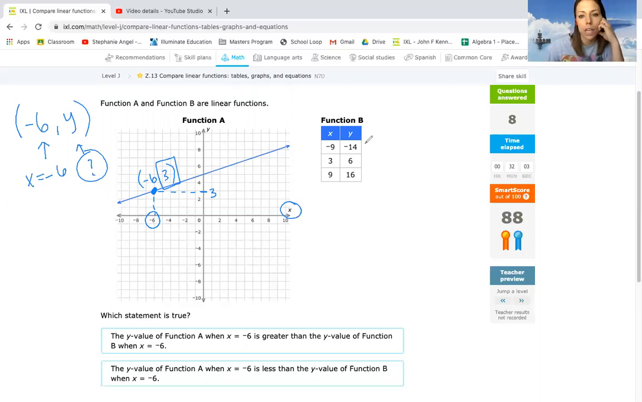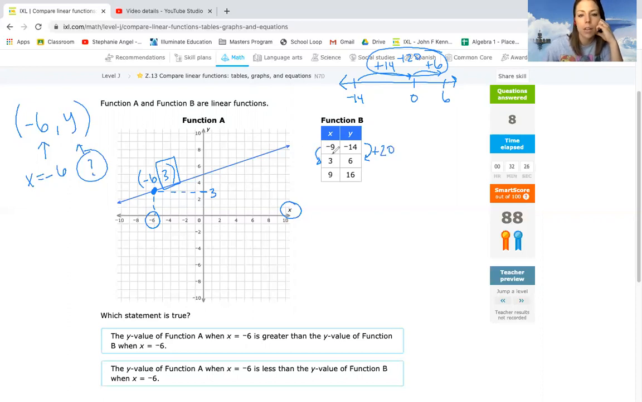We're going to have to use rate of change here. So what's the rate of change from negative 14 to 6? We might need a number line for that. Negative 14 to 6, zeros in between. That would be adding 14, then adding 6 more for a grand total of adding 20. Wow, that's a big change. So in function B, our change in y is adding 20.